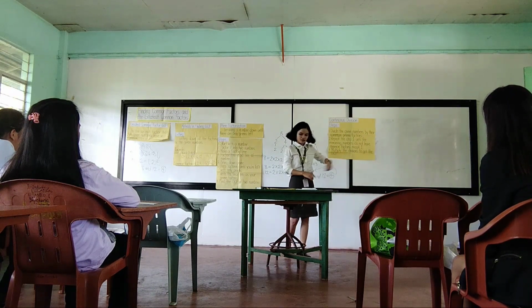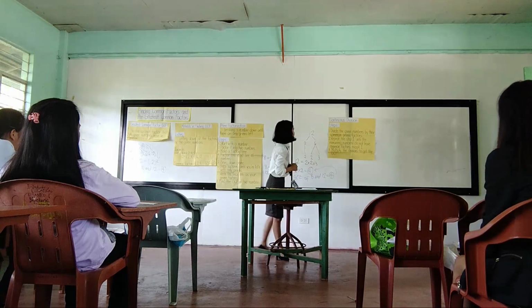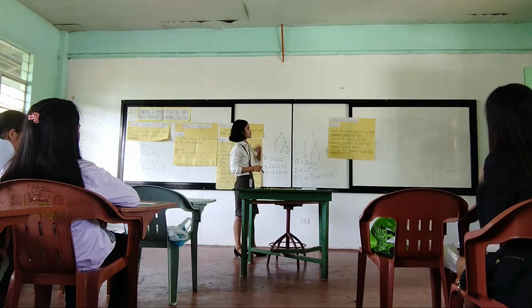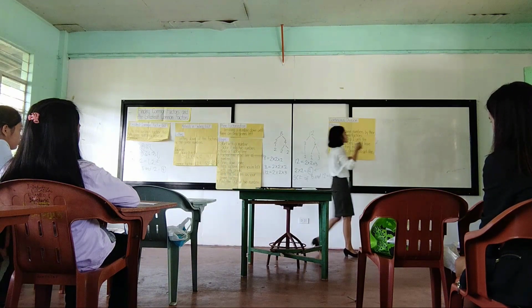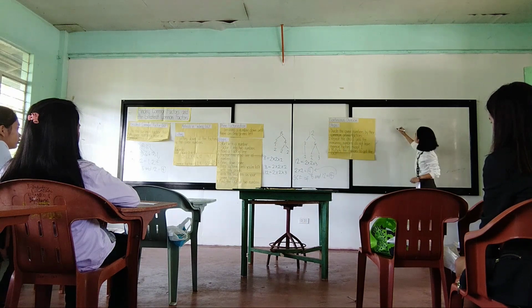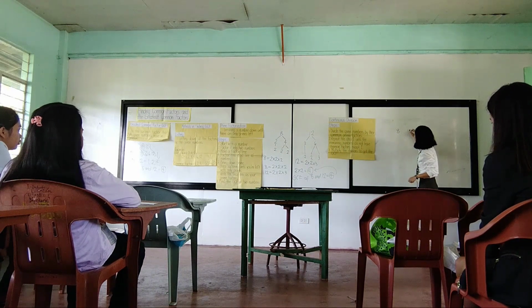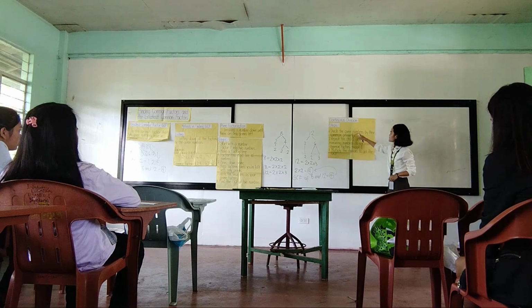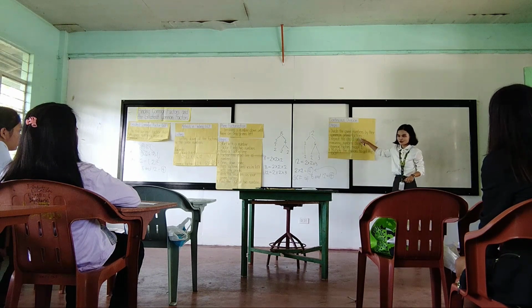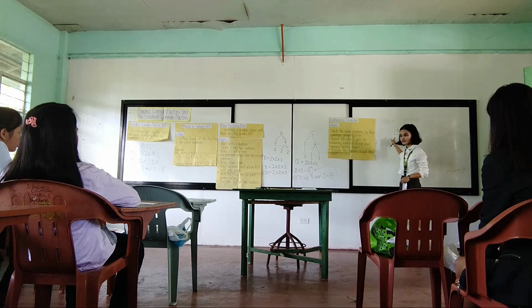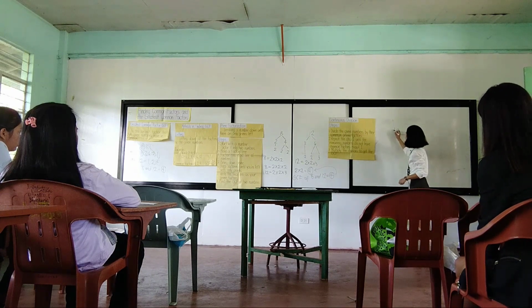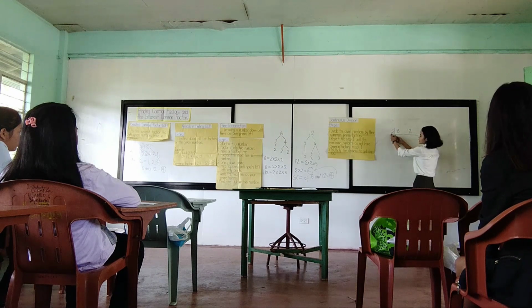There are steps in finding the GCF using continuous division. Again, we will use the same numbers, 8 and 12. So we will write it like this. Step 1: divide the given numbers by their common prime factors. So what is their common prime factor? 2. Okay, correct. So we will put the 2 here at the left side of the given numbers.